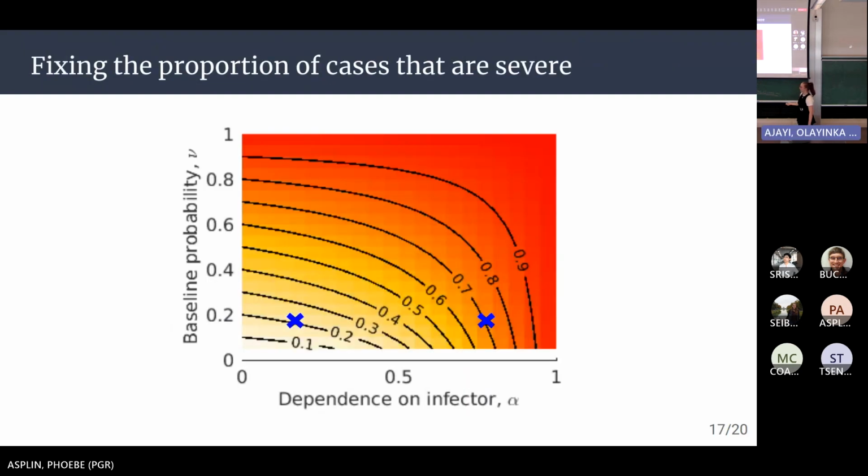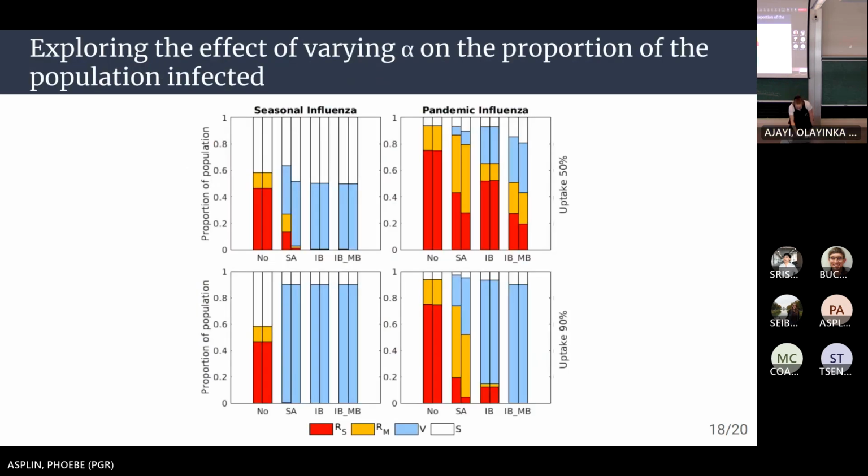So what can we do about this? At the moment, I'm kind of picking two parameter sets here. So this is alpha is 0.8, alpha is 0.2, and then a fixed value of nu. But what we want to be doing instead are these two values, so we're on the line of fixed proportion that's severe. So one of my goals is to be able to write down a value of nu given a value of alpha as a fixed proportion of cases that are severe. That is unfortunately easier said than done. So what I've done at the moment is just generate the values for this contour and then use those in my plots.